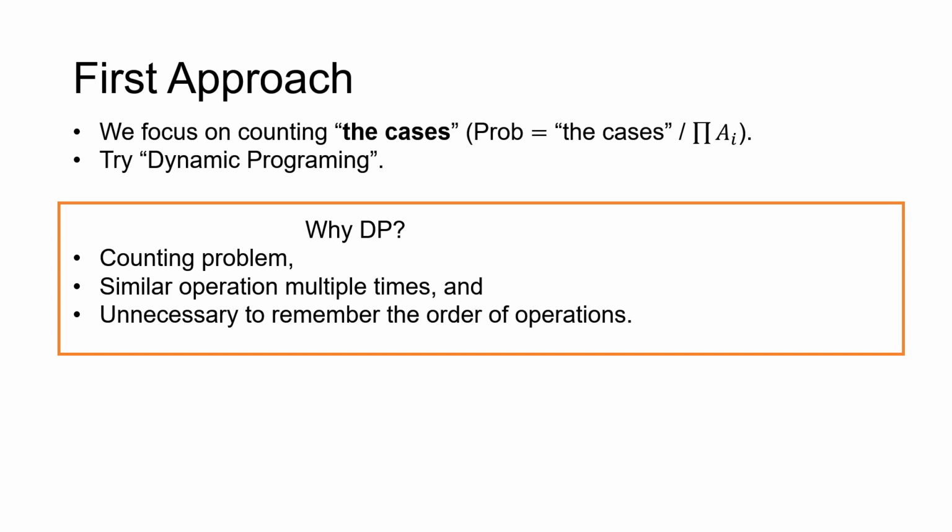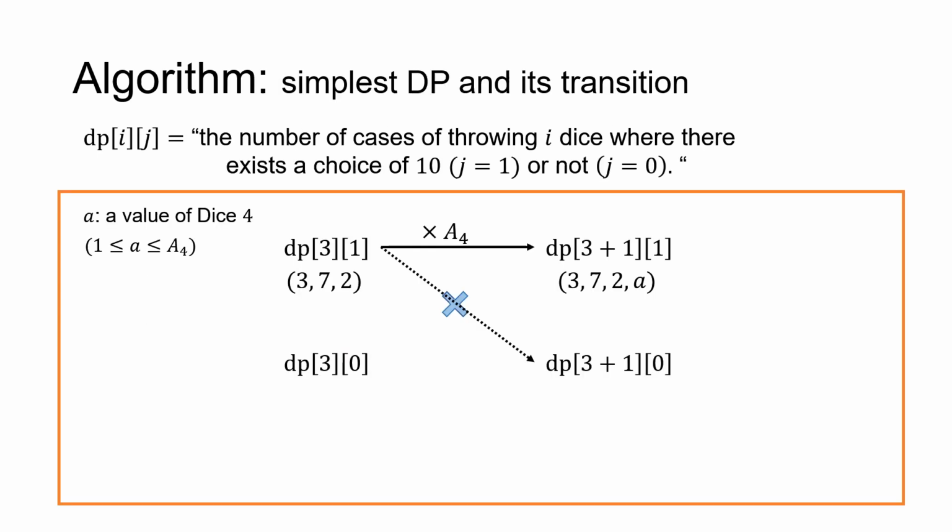Why should we come up with DP? Because this is a counting problem. It involves a similar operation like throwing a dice multiple times, and the order of throwing n dice is not so important. So from now on, I'll show you how to solve the problem with DP.